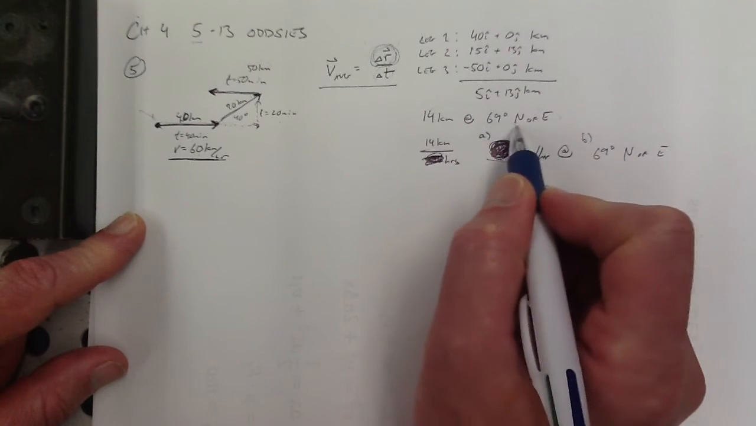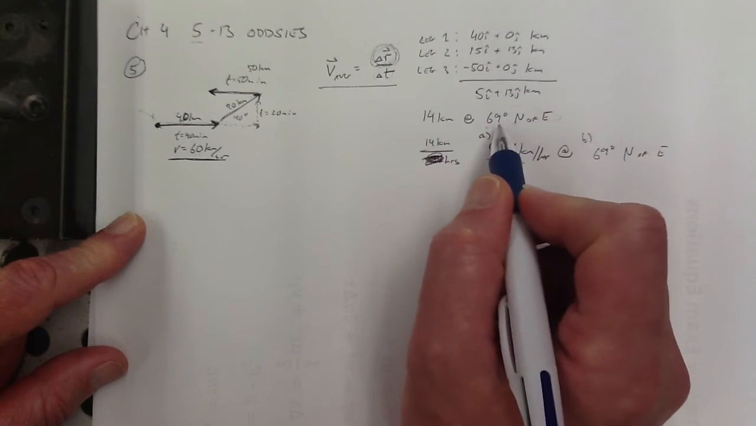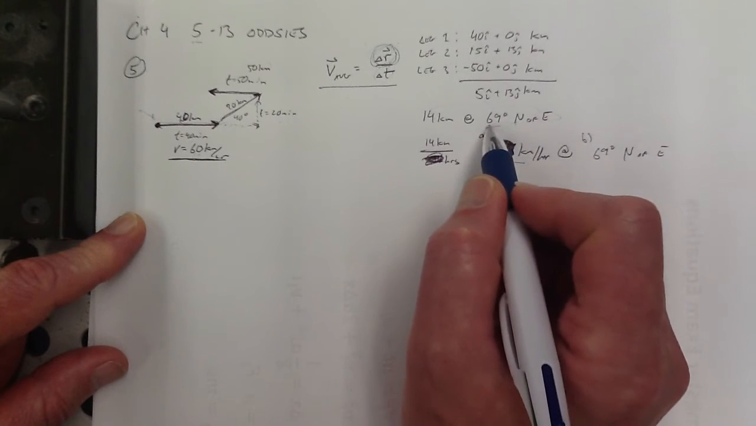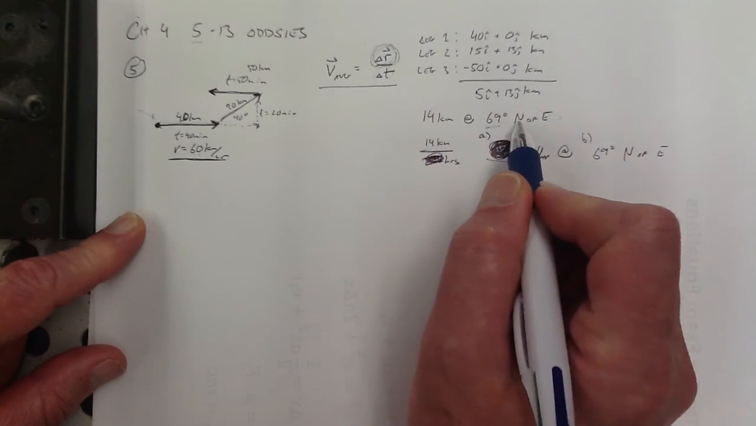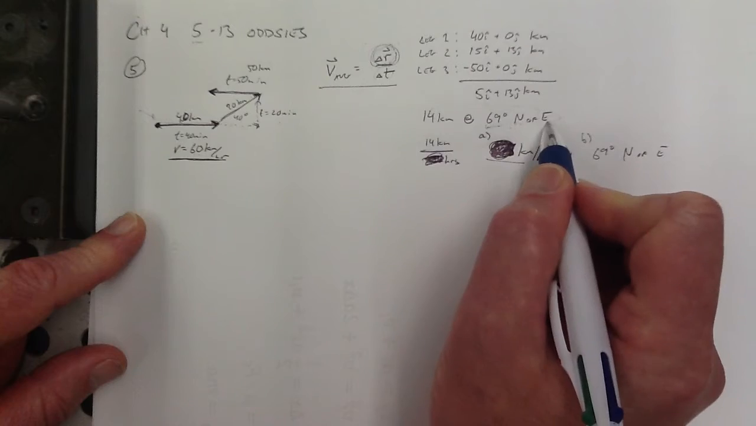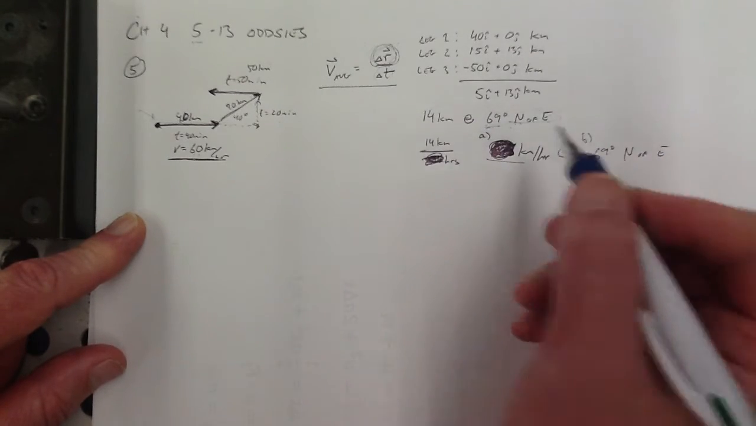So in the answer in the back of the book, instead of having 69, I think they have 21. They might have rounded slightly differently. They have 22, I think, and they have 22 degrees east of north. But that's the same as 69 degrees or 68 degrees north of east, which I prefer. The other one's perfectly correct.